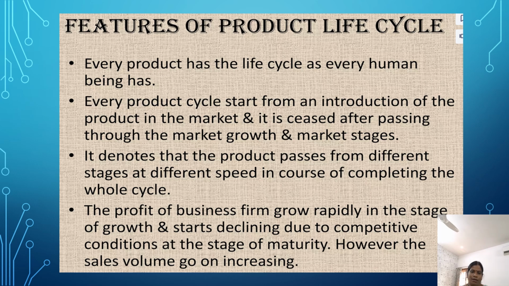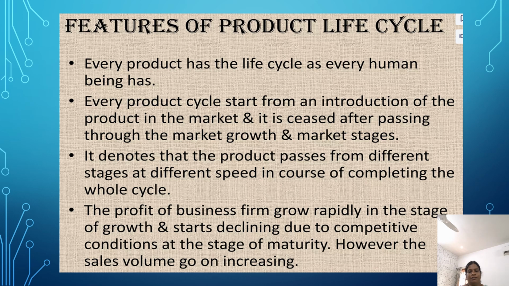Some products exist in the market for a long time, 100 years, 200 years. Some products enter the market, exist very briefly, and quickly decline to the declining stage. It depends upon the product quality and quantity and how much consumers like that product. These are related to the product life cycle.